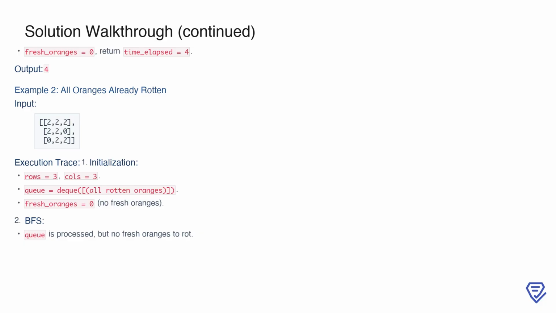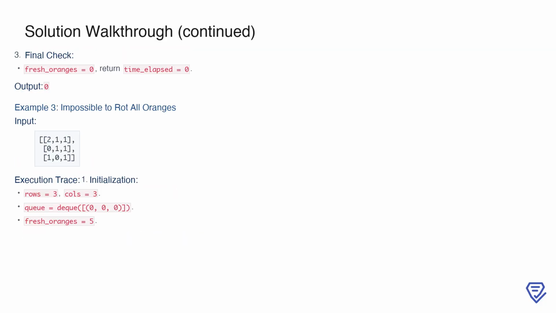Since the fresh orange counter is now 0, it means all the oranges have rotted. The total time elapsed during this process is 4 minutes, which we return as the output. This completes the first example where all oranges could be rotted in the minimum time.